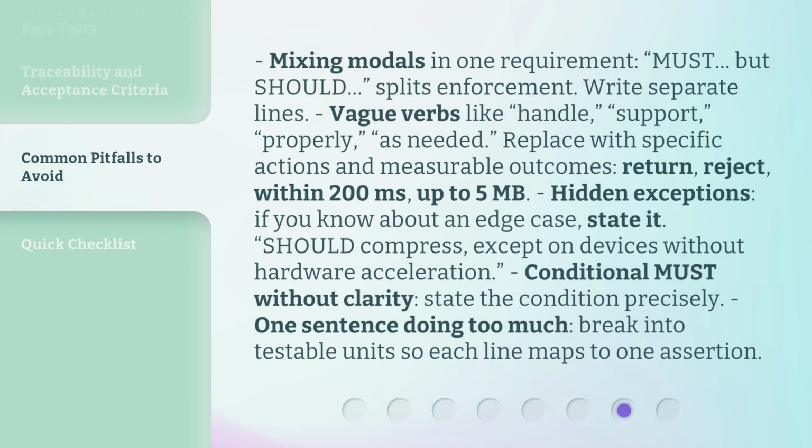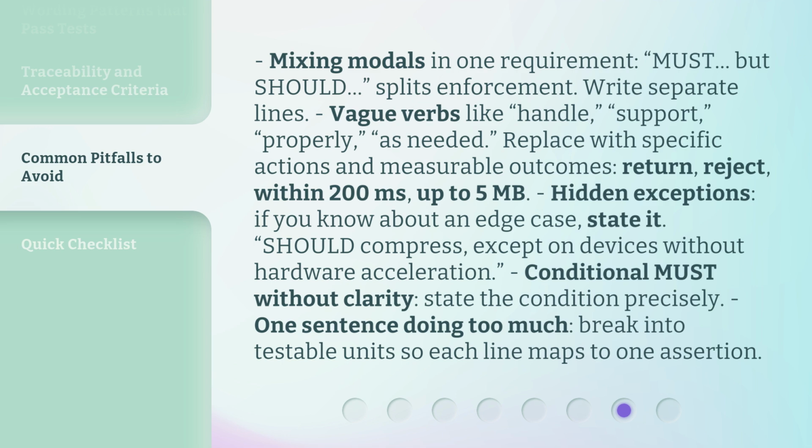Common pitfalls. Mixing modals in one requirement. "Must, but should" splits enforcement. Write separate lines. Vague verbs like handle, support, properly, as needed. Replace with specific actions and measurable outcomes: return, reject, within 200 milliseconds, up to 5 megabytes.